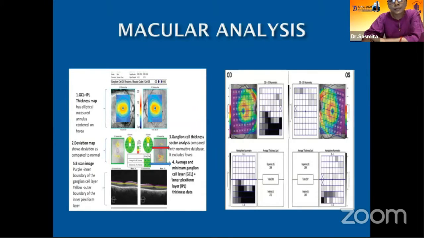The first scan shows the macular analysis of Cirrus HD-OCT, where in the upper part you can see the GCL and IPL thickness map. The middle one shows the deviation map and the sectoral ganglion cell thickness. And on the right side, we have the Spectralis macular analysis, which is in a grid pattern, in which the whole of the macula is screened. The upper and lower portions of the macular thickness are compared, and each of the grids is also compared, and it is depicted in a grayscale zone.